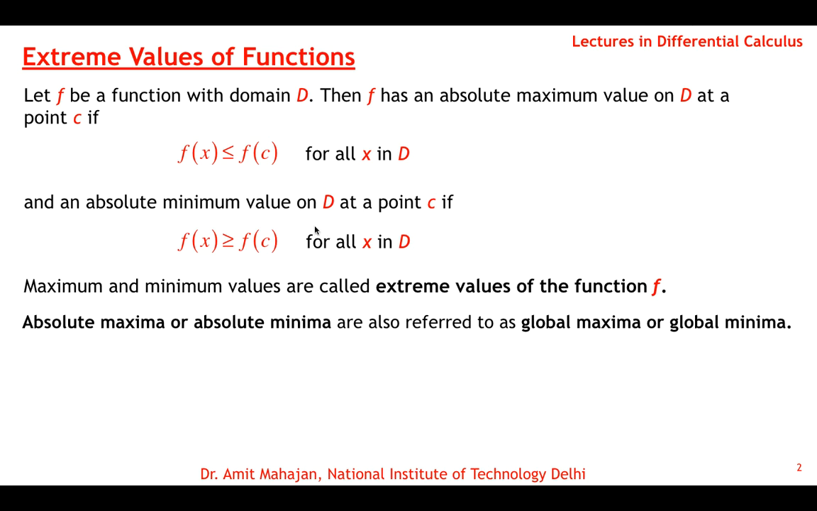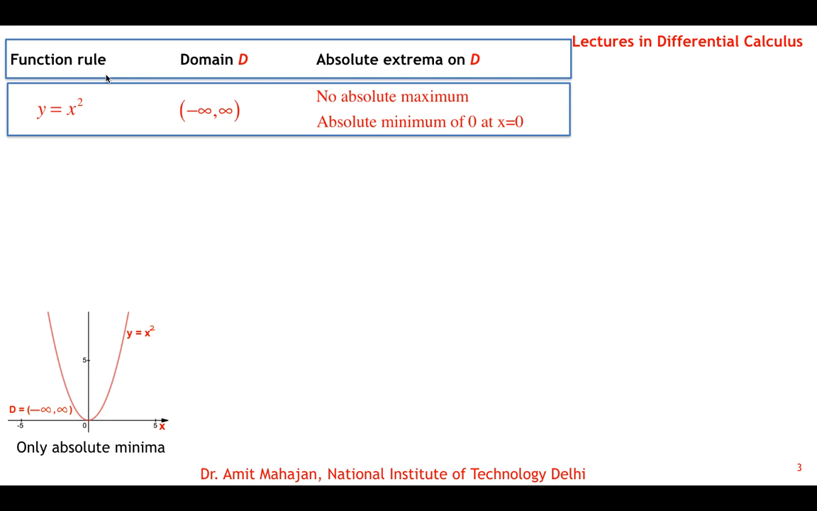Say for example, you are given a function rule y is equal to x square, and its domain is given as minus infinity to plus infinity. So that means there is a curve y is equal to x square which is unbounded. Then you can see that this function has no absolute maximum value. As x goes to plus infinity, this keeps on growing, and similarly on the other end. But it has an absolute minimum at x is equal to 0. At x equal to 0, the y value is 0, so that's an absolute minimum for this function.